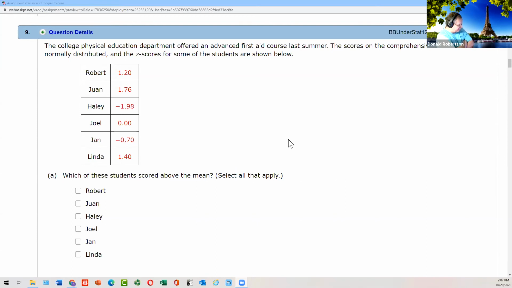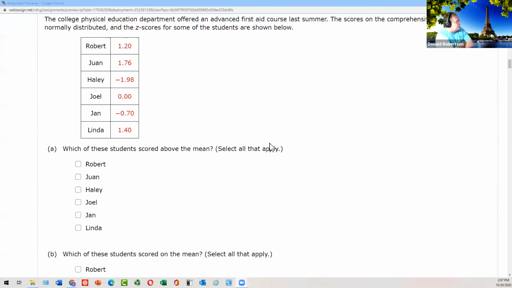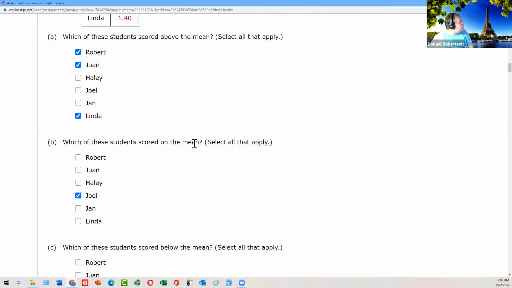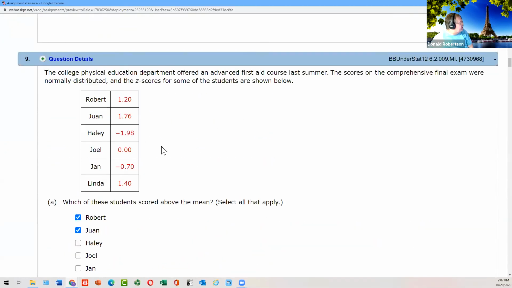Which of these students got more than the average? Don't overthink this one. Can you see that there's 3 of them altogether? I'm picking Robert, Juan, and Linda. Who in that class got the average? Agreed. See, Joel. And then who got below the mean? Well, won't that be these 2 poor guys, Haley and Jan?